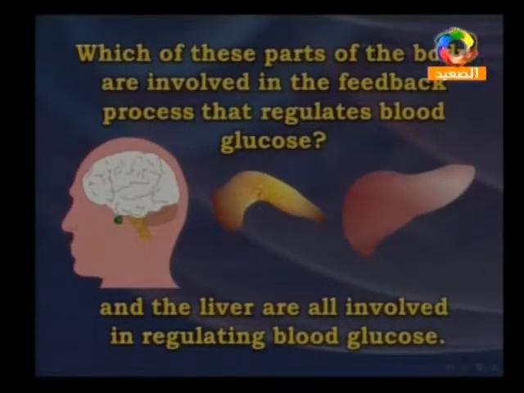After that we have the pancreas. The pancreas is the source of the insulin hormone, as we said before in the last session. After that we have the liver. So there is a regulation or control system between the pituitary gland, the pancreas and the liver. For these three parts, we have a regulation or control.